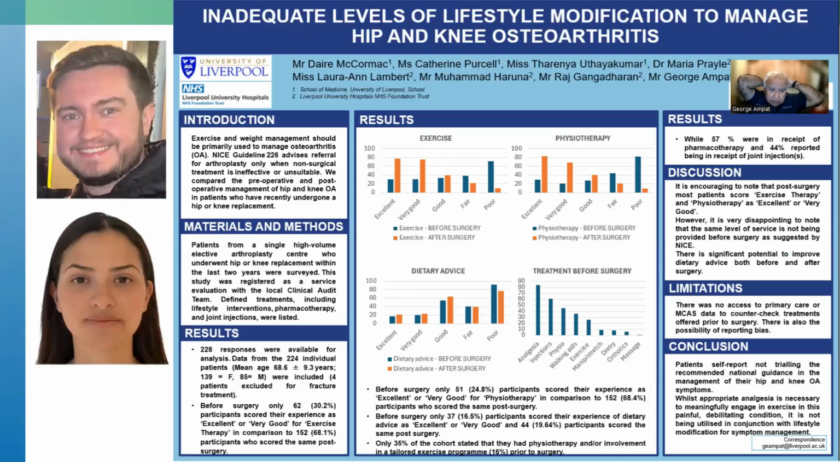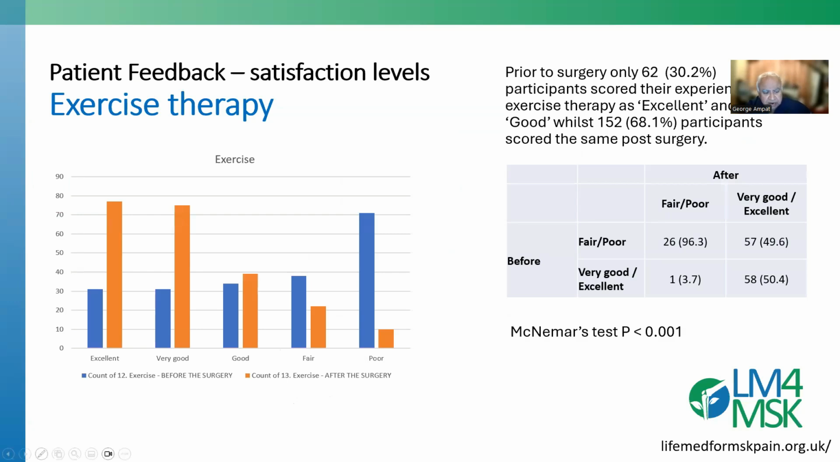This was the work that we did in Liverpool, and these are some of my medical students. What we found was that we were not giving adequate exercise and physiotherapy. This graph tells us, the blue is before the surgery. Before the surgery, people are rating the exercise therapy as poor, whereas after the surgery, they are rating the exercise therapy as excellent.